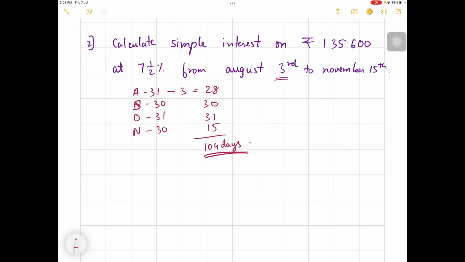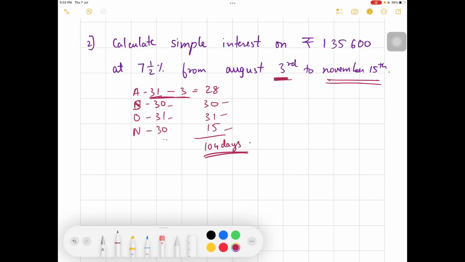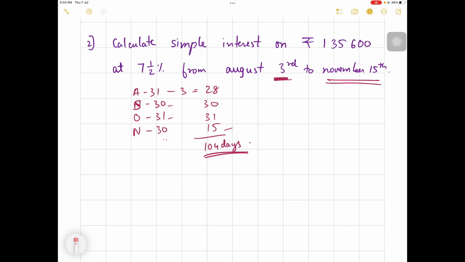Okay, so simple interest from August 3rd to November 15 is 104 days. August has 31 days, and it's from 3rd August, so 3 days gone. So 31 minus 3 is 28 days. September has 30 days, October has 31 days, November till November 15 is 15 days. Okay, so 104 days.